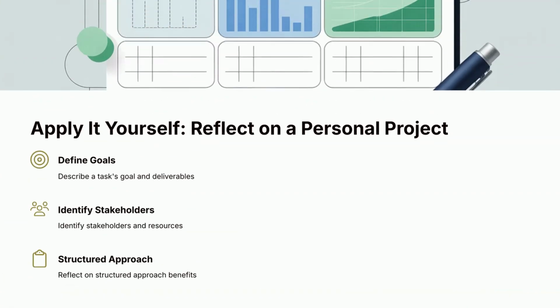Time to apply it. Describe a task's goal, list deliverables, identify stakeholders, and note resources. For example, organizing an event. Goal is a smooth gathering, deliverables include invitations, stakeholders are attendees, and resources are time and budget.